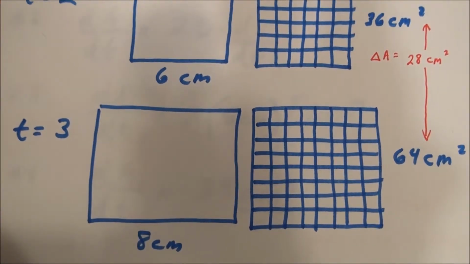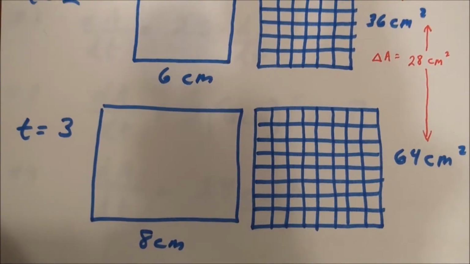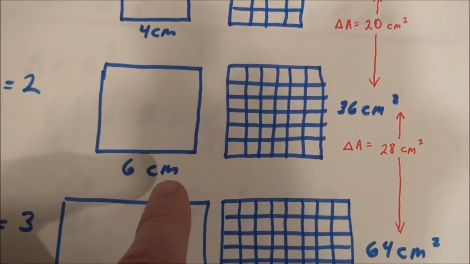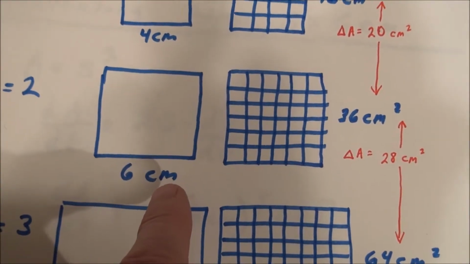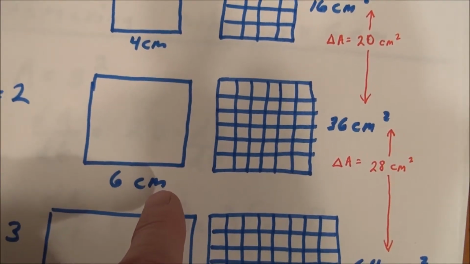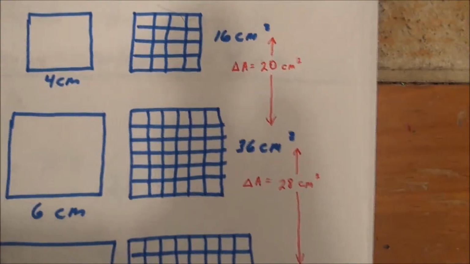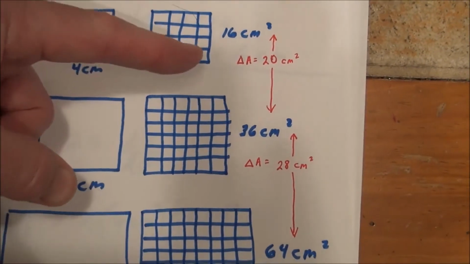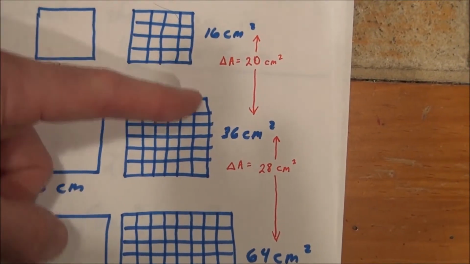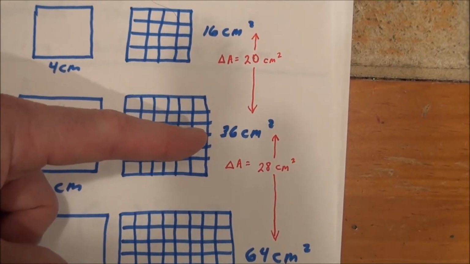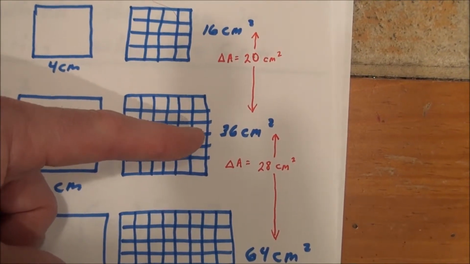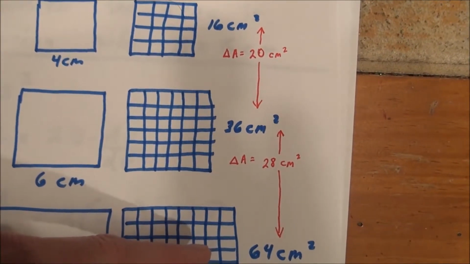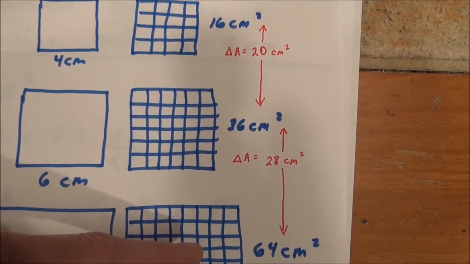So why is it that our rate of change when the square had a side of 6 centimeters was 24 centimeters squared? Well, here it is. If you look at the difference in the areas between the 1 second mark and the 2 second mark, the area is increasing by 20 centimeters squared. Between the 2 second mark and the 3 second mark, the area is increasing by 28 centimeters squared.